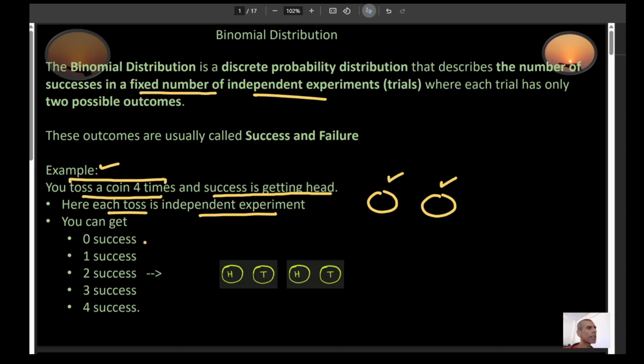Now, in this particular instance, I can get zero successes. In other words, I can get zero heads. I get tail, tail, tail, and tail. All four are tails. Or I can get one success. For example, I can get tail, head, and then tail, tail. So this could be one outcome. Or I can get two successes. For example, I can get head, tail, head, tail. So I think you got an idea now. These are the different possibilities that I can get.